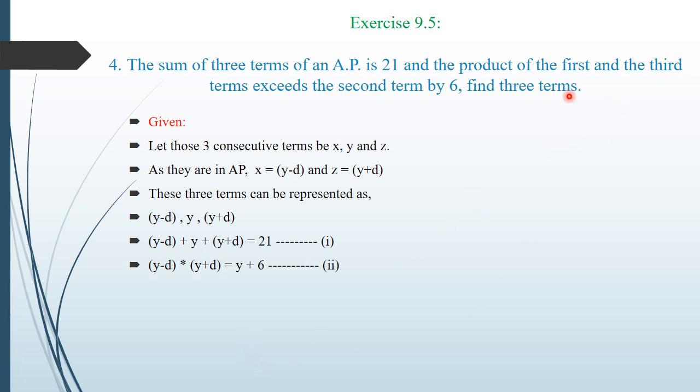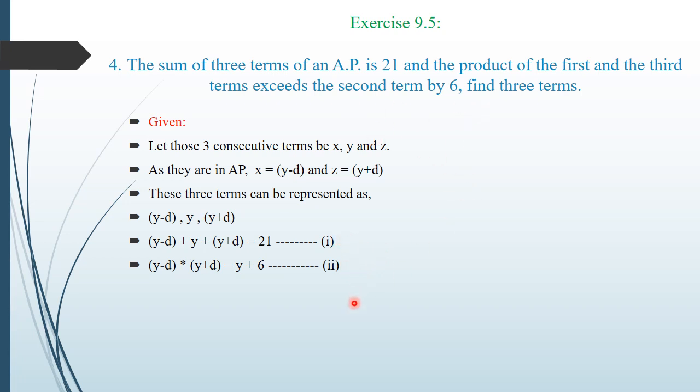Second statement, what he is telling is the product, which is nothing but multiplication, of first and third term. This is first term. This is third term. Product of these two terms exceeds. I have told earlier in my videos, exceeds means we have to add, that is plus, the second term. It exceeds second term by, and our second term is y. It exceeds second term by 6. So we have formed those two statements from this given question.